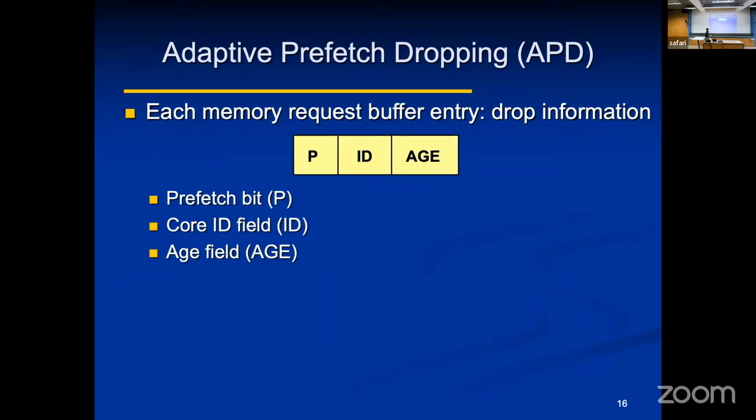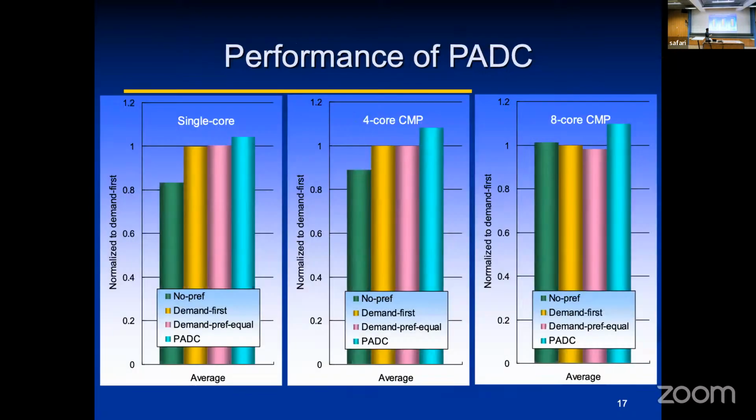So that's what I'm going to show here. I'm not going to go too much into detail on this. Let's see the performance here. You're seeing 3 bars, the 3 clusters for the single core system, for the 4 core system, and for the 8 core system.